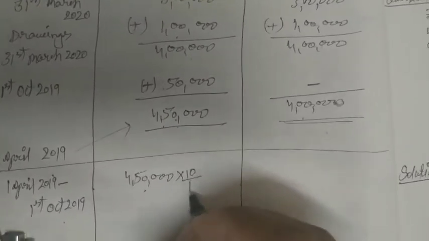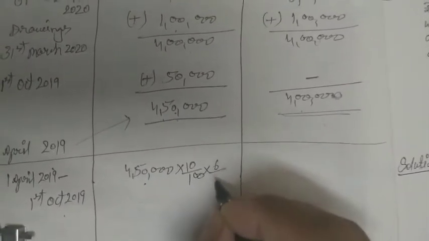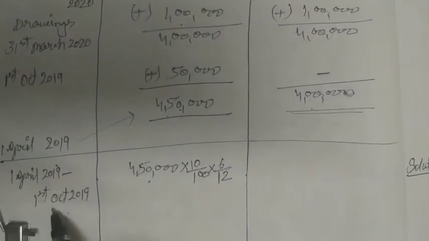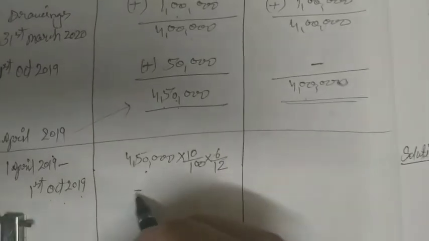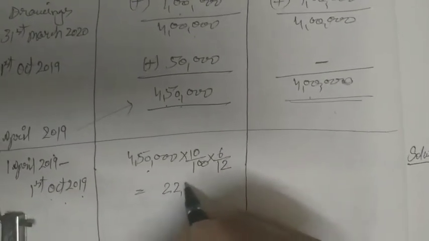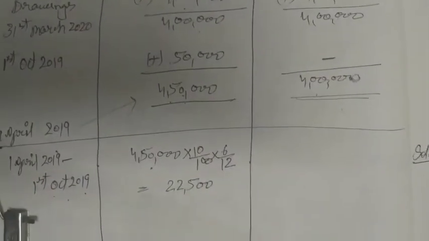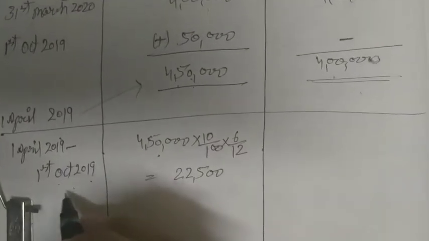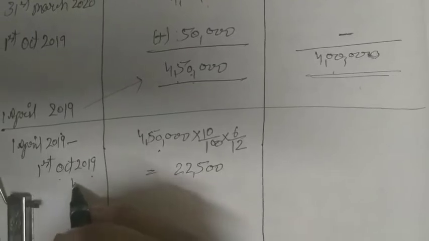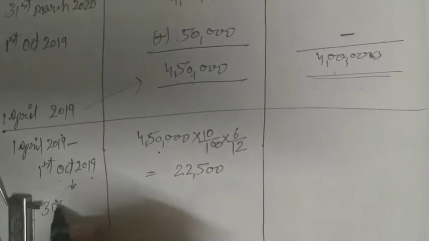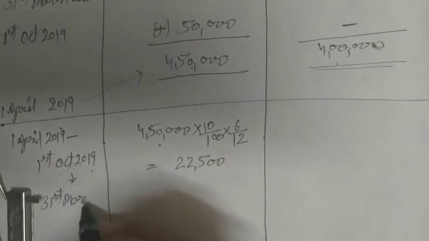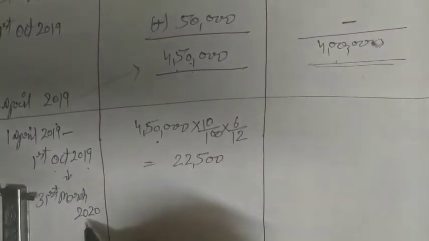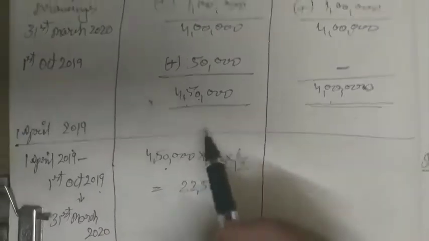So it is a 10% rate of interest, and the time is 6 months, from 1st April to 1st October. So the amount will be 22,500. Okay, and then from 1st October to 31st March 2020.